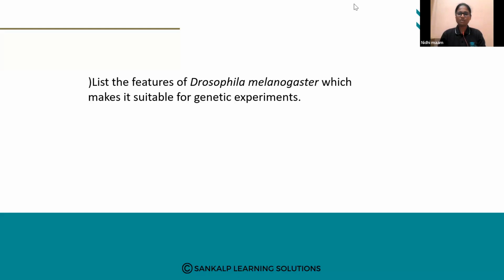List the features of Drosophila melanogaster, which make it suitable for genetic experiments. Very good. Deepak HS answered as they grow on synthetic medium. Fine. Number of progenies will be more accurate. Very good. Yes. What about others? Shall I ask individually? Be fast. Use your chat box. Lifetime is short. That is about 16 days. Okay.